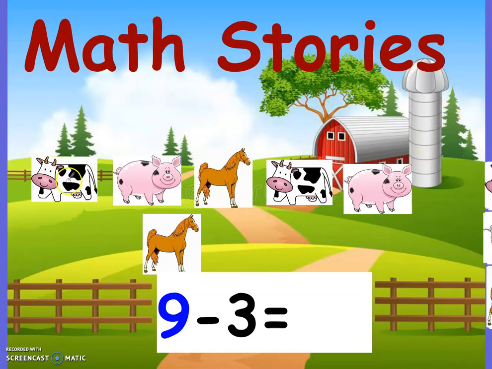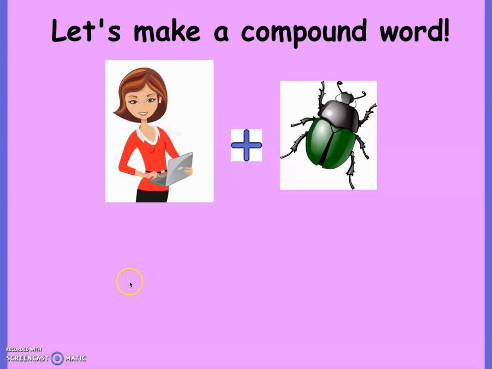Let's count them. 1, 2, 3, 4, 5, 6. We have 6 farm animals left. So I need to write my number 6. I start at the top, go down, and curve around to make my number 6. Way to go, friends. Now let's make a compound word.